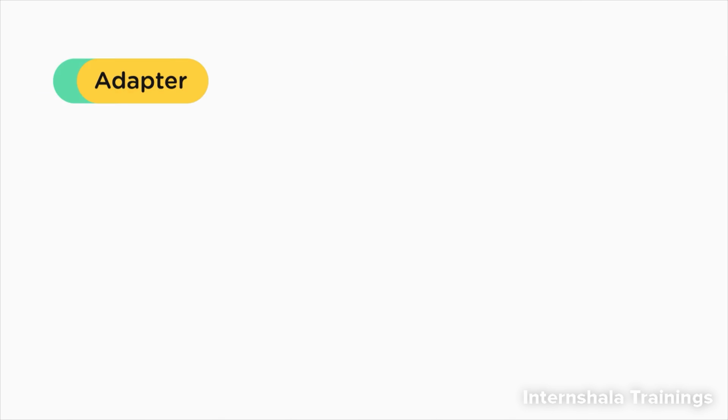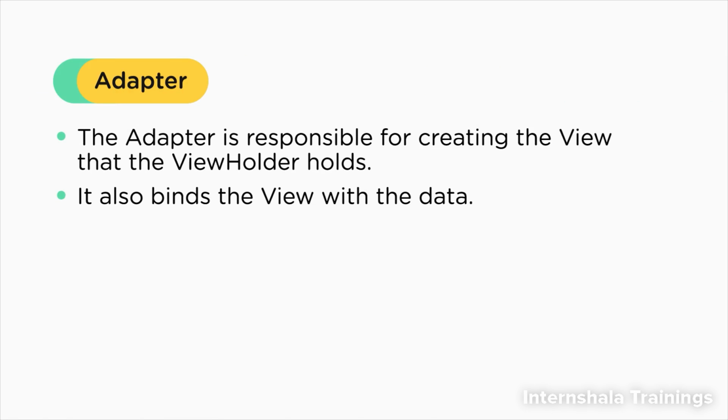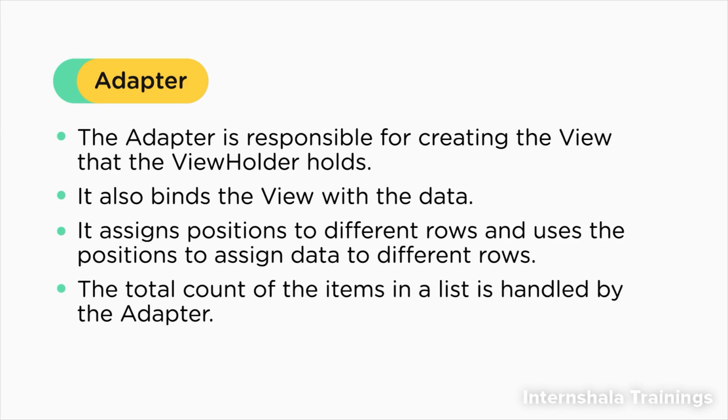The adapter is responsible for creating the view that the view holder holds. Also, it binds the view with the data that it will have. We know that each item has different data. This different data is put in a different row with the help of the adapter. But how does the adapter identify which row should have which data? For this, it assigns a position to each row and then sends different data to different rows. All of this will get more clear as we get to the practical part of it. Lastly, the total count of the items in a list is also handled by the adapter.